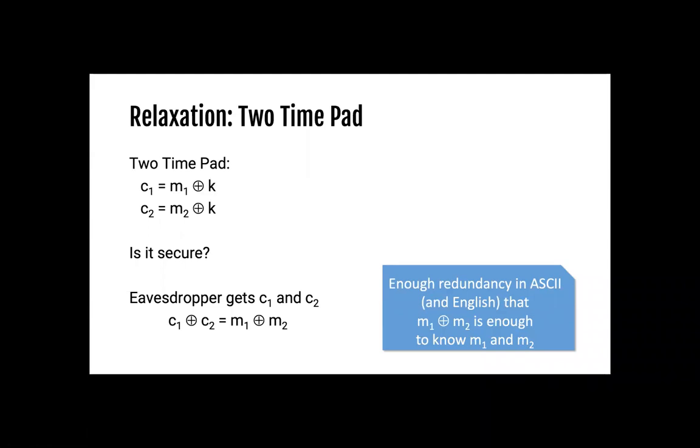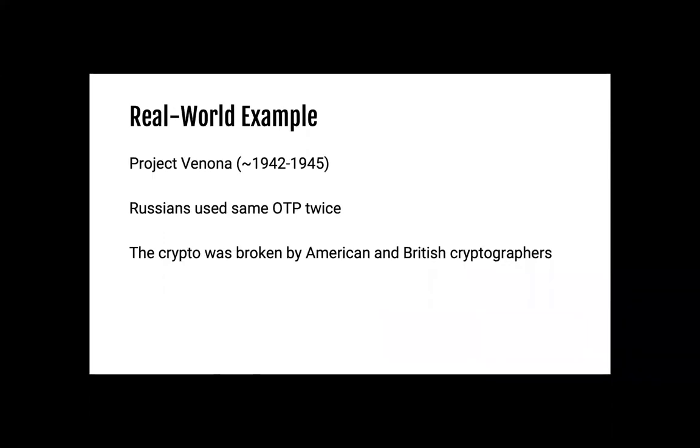And in fact, very interestingly, this happens in the real world. There's a project called Project Venona, from 1942 to 1945. The Russians used the OTP twice, similar to this two-time pad. They just used the same OTP twice. And then this crypto system was broken by American and British cryptographers.